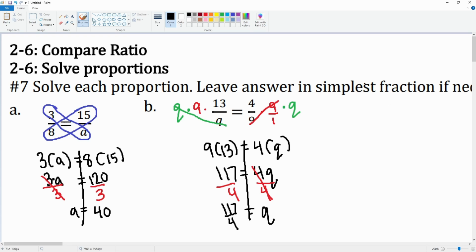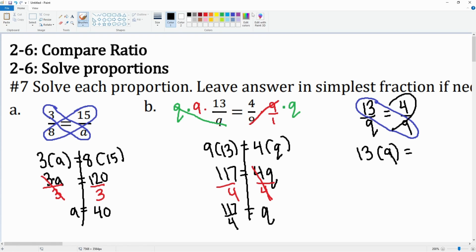Some of you might be freaking out, so I'm going to do it the butterfly method to make you happy. So here is the butterfly method. Here's the first wing, 13 times 9, so we can write that. That's going to be equal to the second wing of the butterfly, which is 4 times Q.